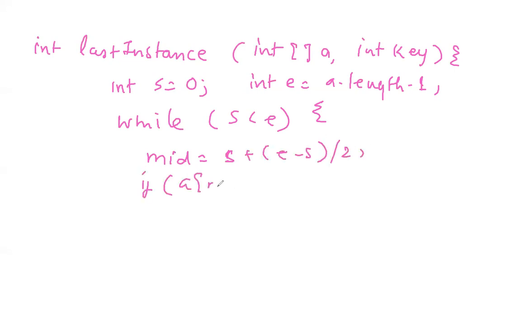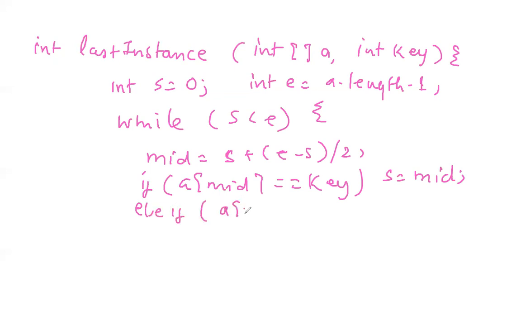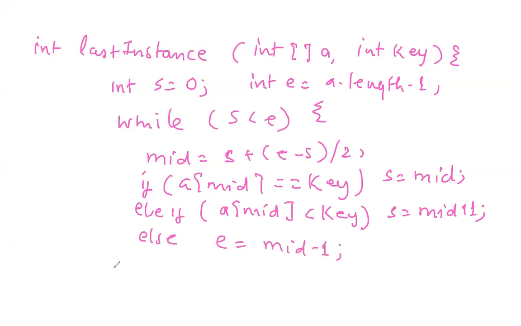If a of mid equals key, then your start becomes mid, because we are looking into the right hand side. Else if a of mid is less than key, then also start equals to mid plus 1. Else end equals to mid minus 1. That is the left hand part.